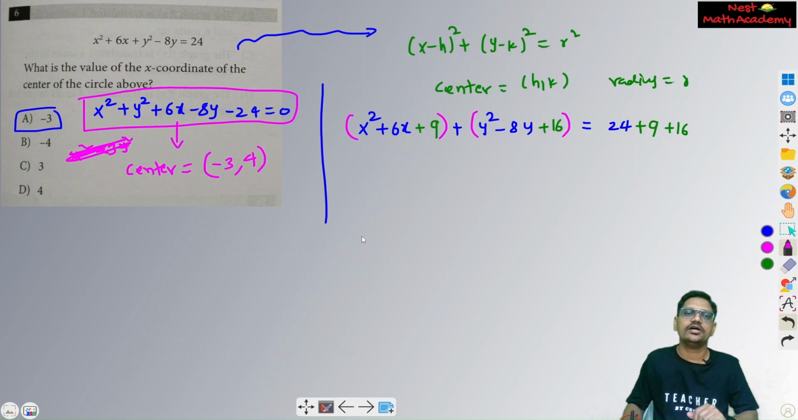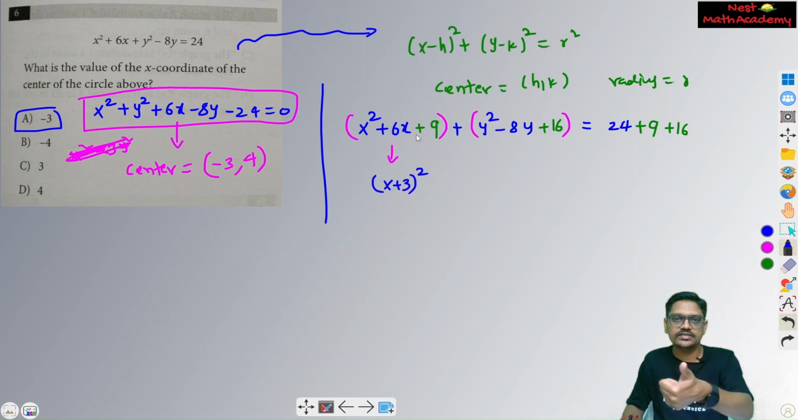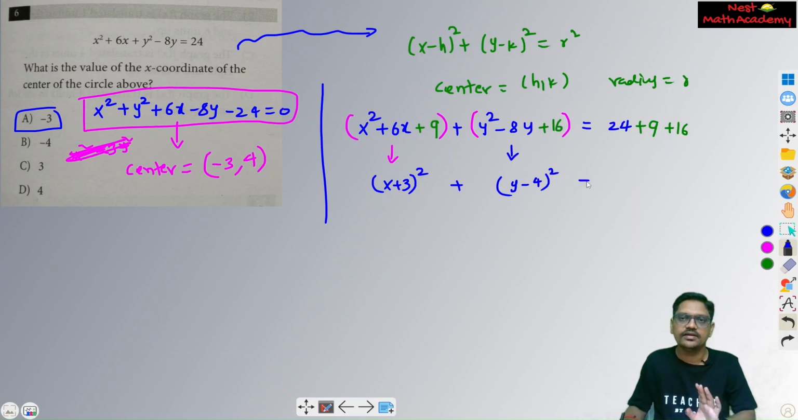If you carefully see now, this is nothing but (x plus 3) whole square. See that carefully: x plus 3 multiplied by itself gives x square plus 6x plus 9. And this is nothing but (y minus 4) whole square. Observe it: y minus 4 times y minus 4 gives the same thing. This is equal to 25 plus 24, which is 49. Now this is exactly in this format. 49 can also be written as 7 square. So it's exactly in the form (x minus h) whole square plus (y minus k) whole square equals r square.